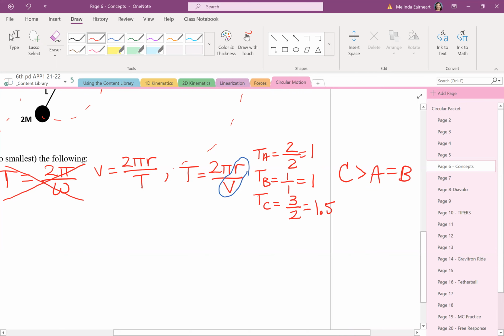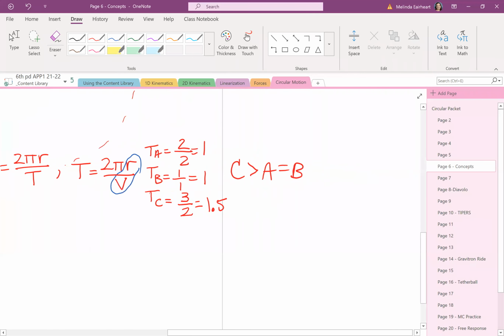What if they wanted to rank angular speed? Who would have the greatest angular speed? Look at the equation we crossed out. What kind of relationship does period have with angular speed? The one with the greatest speed would take more time or less time? Less time.